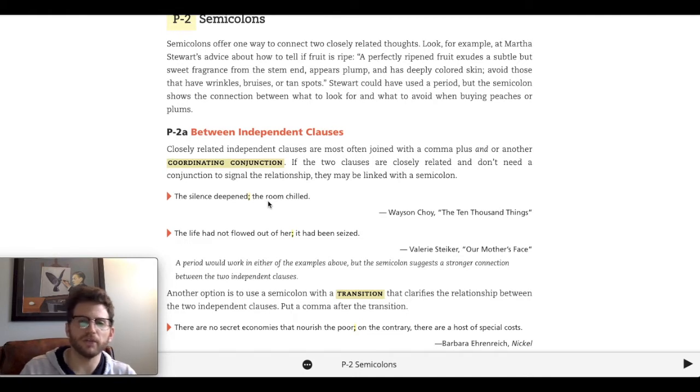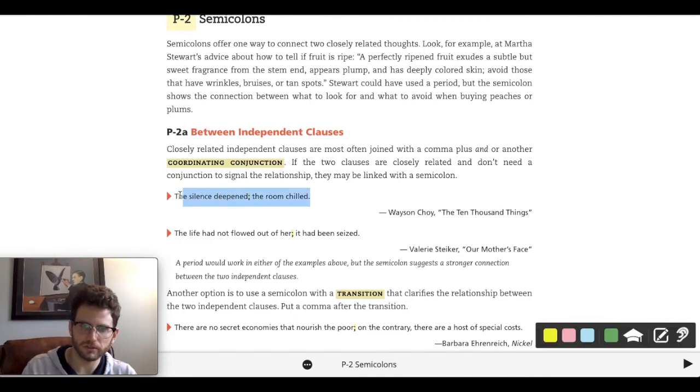Now, if you look at the example here, the silence deepened, the room chilled. The sense I'm getting from the way that sentence is punctuated is that these two events are happening very close together. Okay, the silence deepened, the room chilled. One right after another, really quick. So I want my reader to go from one to the next because they're happening pretty close together. Okay, but if they were not related, if these two things were not happening close in time to each other or close in proximity to each other, then I would not have a semicolon there.